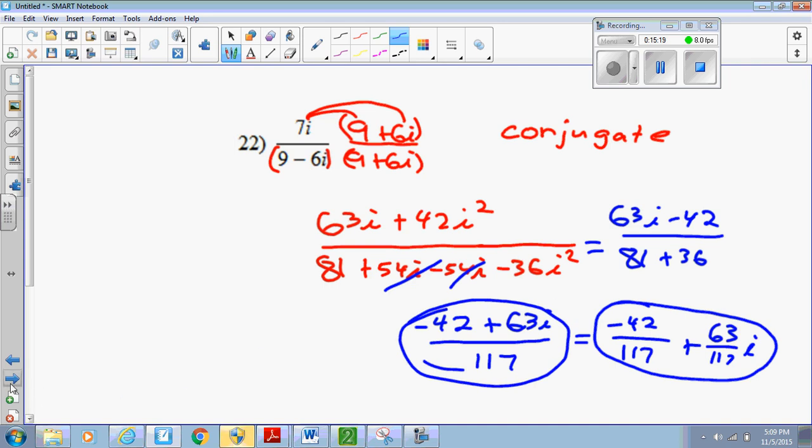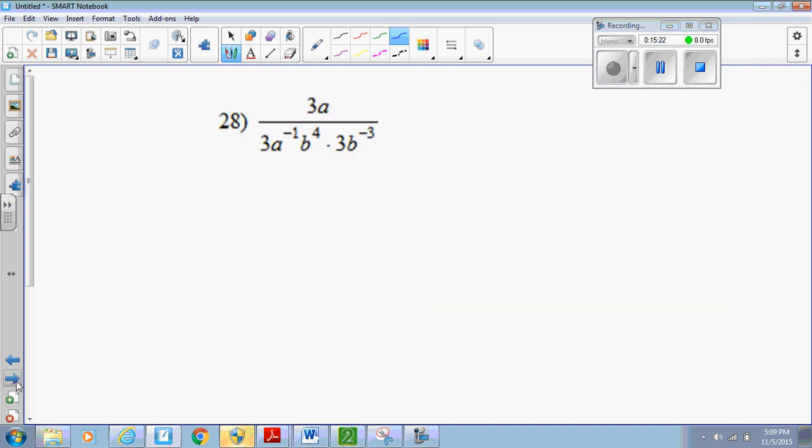Okay, a couple more problems to go over. Actually, quite a few more. Okay, this one here we have fractions with exponents. We have to work on our exponents a little bit.